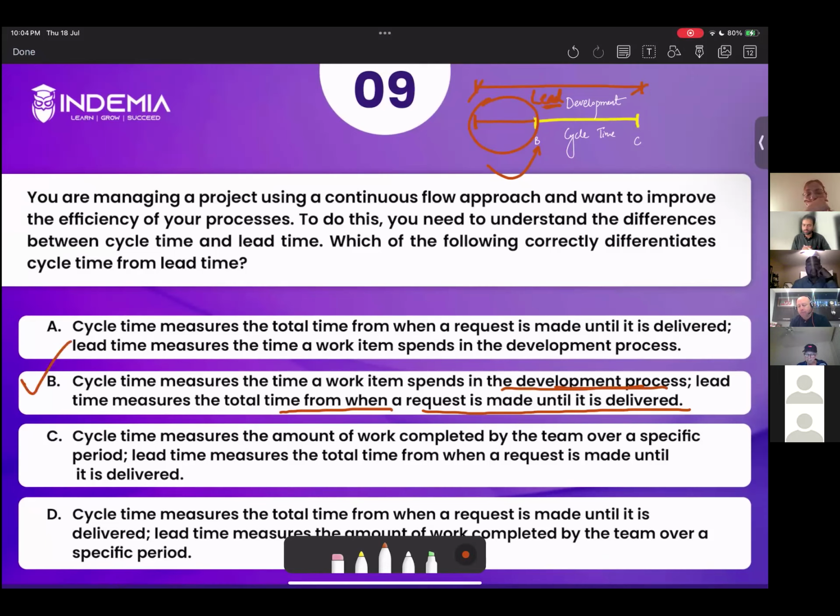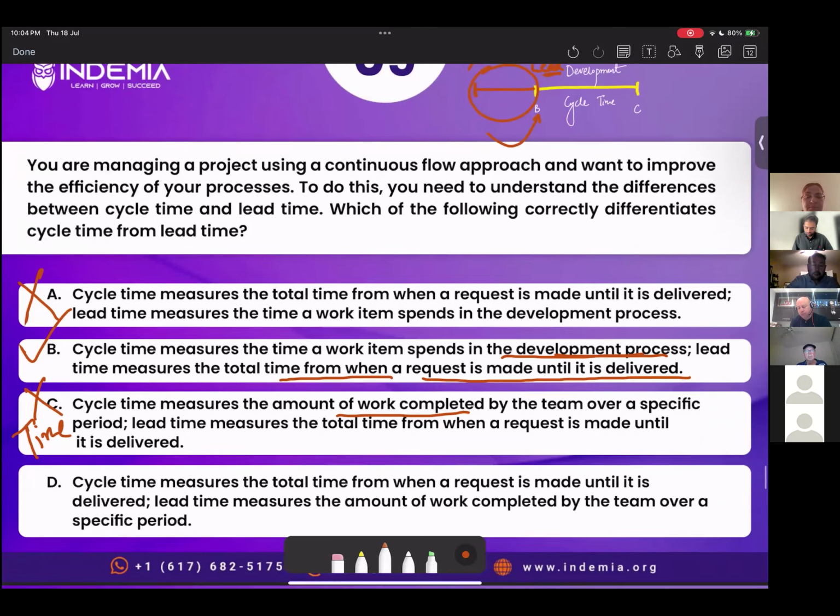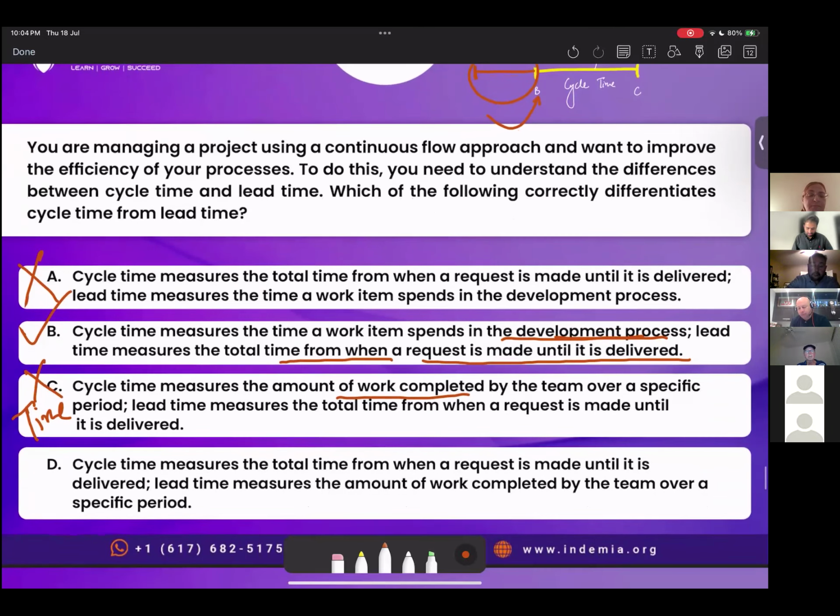All other options are incorrect. If you read option A, cycle time measures the total time when a request, it is exactly opposite. Option C, cycle time measures the amount of work completed by the, no, it's not the amount of work, it is time, right? So you can simply delete it. Next, cycle time measures the total time from when a request is made until it is delivered. So again, it's lead time, not cycle time. And lead time measures the amount of work. It doesn't measure amount of work. So you can delete this as well. So correct answer is option B.